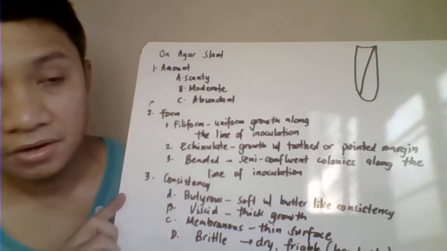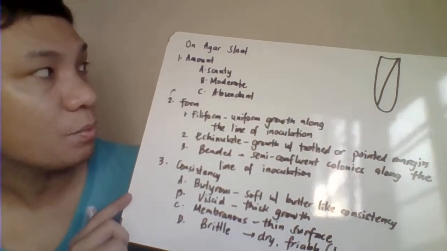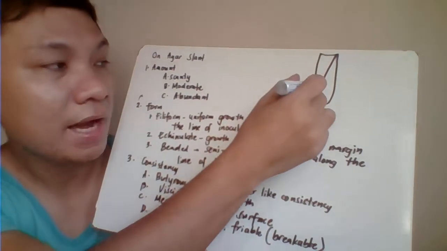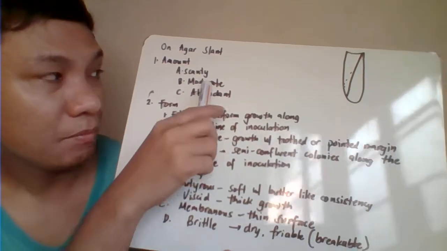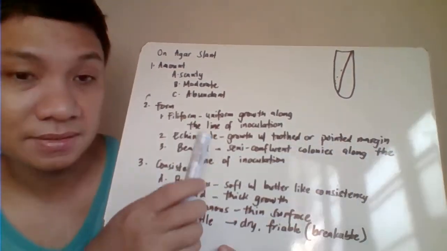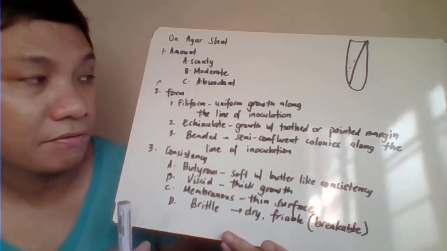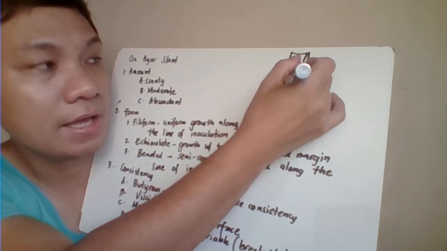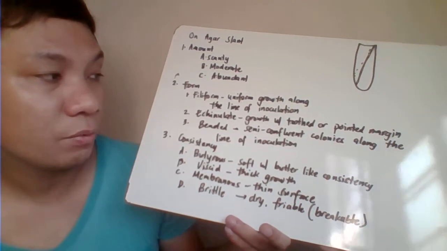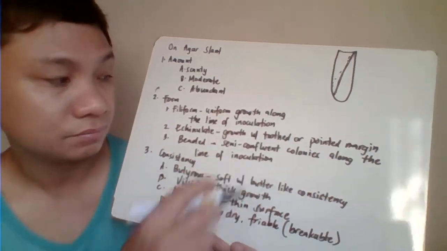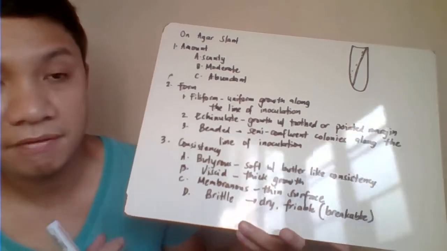On the other hand, on the agar slant, the following morphology should be noted. First is the amount, meaning how much growth you have. You could have scanty, which is only a little; moderate, which is not that much; and abundant, which is a very large amount of growth. For form, filiform is uniform growth along the line of inoculation. So where you inoculated, the growth is uniform. Echinulate, on the other hand, is growth with toothed or pointed margins. Beaded is semi-confluent colonies along the line of your inoculation.